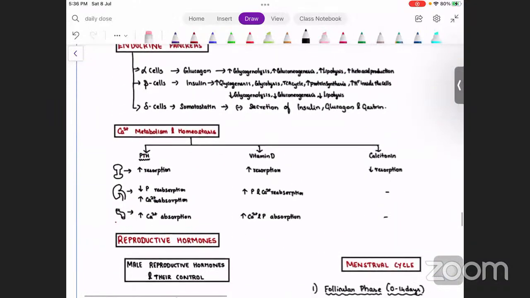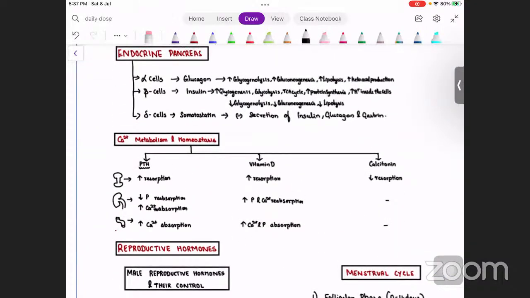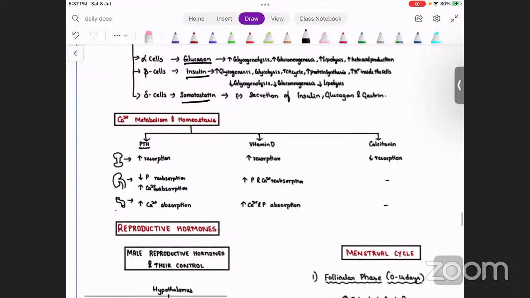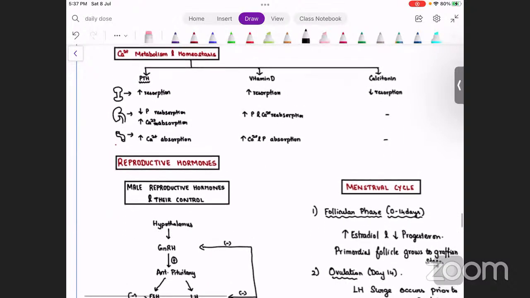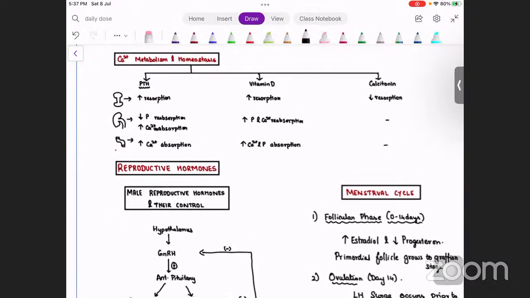Then we are talking about the endocrine pancreas: alpha cell, beta cell, and delta cell. Alpha secretes glucagon, beta secretes insulin, and delta secretes somatostatin. You already know their functions, so I don't want to insist much on the endocrine because it is very easy to understand. Next is calcium metabolism and homeostasis, which is done by three hormones: PTH, vitamin D, and calcitonin.